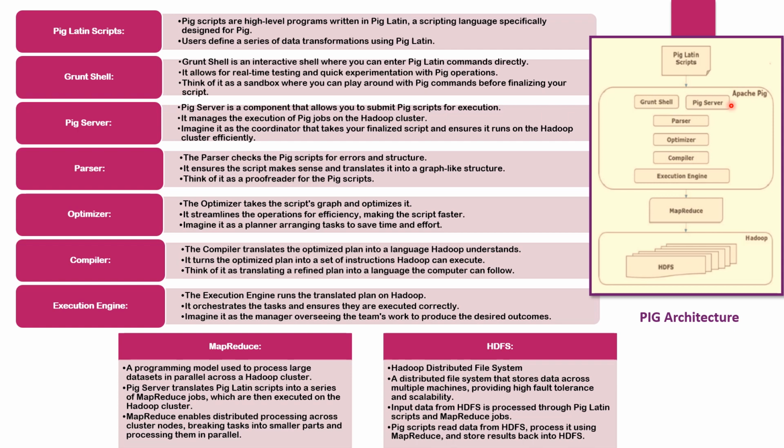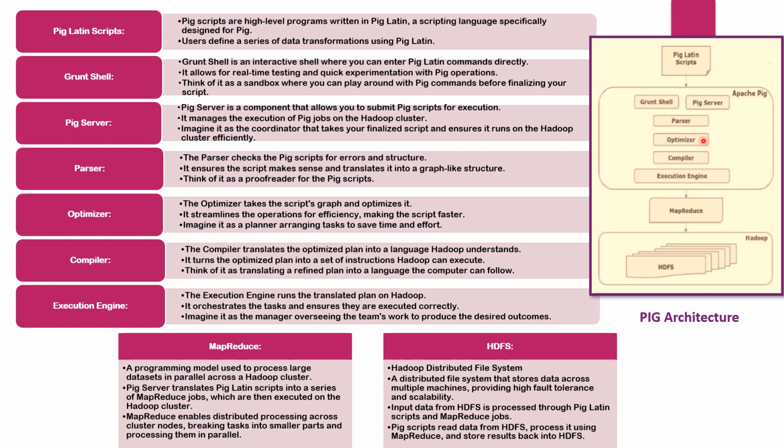Then comes the parser. It checks the Pig scripts for errors and structure. It ensures that the script makes sense and translates it into a graph-like structure. Think of it as a proofreader for Pig scripts. Then optimizer. Obviously, it optimizes the graph. It streamlines the operations for efficiency, making the script faster. Imagine it as a planner arranging tasks to save time and effort.